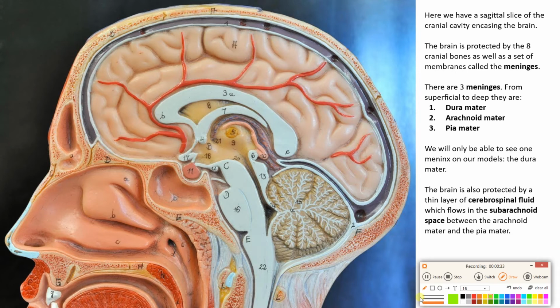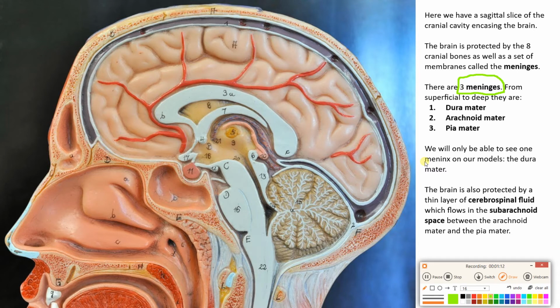We have the brain in the cranial cavity because it is a very protected place. There are lovely cranial bones, 8 of them that you learned about in the last unit, all protecting this brain. Now, not only do bones protect the brain, there are other things as well. There are a set of membranes protecting the brain. The membranes are known as the meninges. There are 3 meninges. They are the Dura matter, the arachnoid matter, and the pia matter.